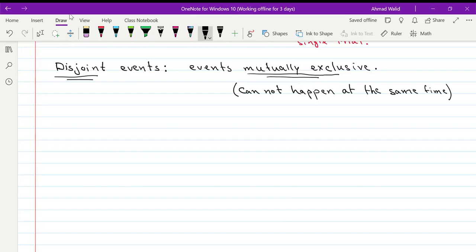Two or more events that cannot happen at the same time, like rolling a dice. When you roll a dice, if you look for having 1 and 5 in one trial, it's impossible, right? You cannot have 1 and 5 in one trial. Correct? Let me show you this concept in a Venn diagram. Correct? Something happened to my pen.